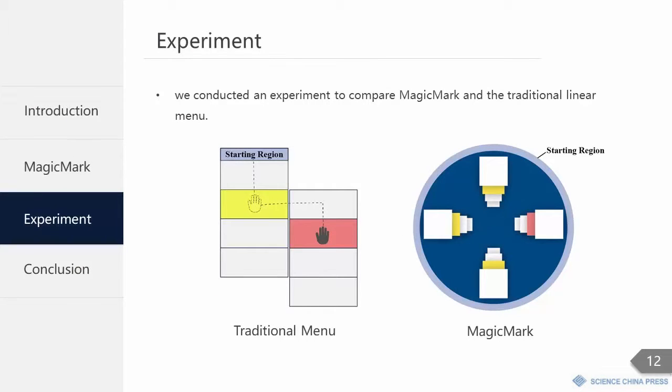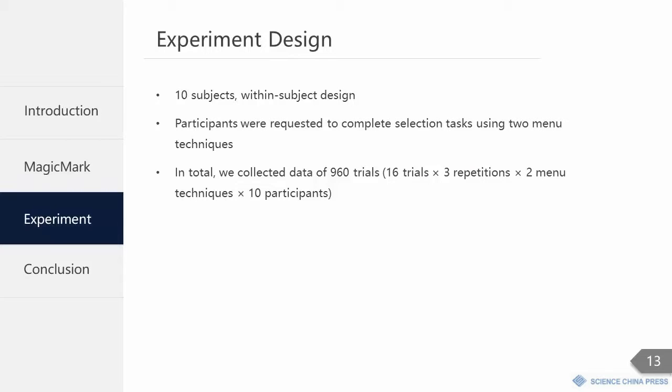We conducted an experiment to compare MagicMark and the traditional linear menu. We chose traditional menu as a contrastive technique because it was proved to be faster or less error-prone than other freehand techniques. 10 subjects participated in the experiment. We used a within-subject design. Participants were requested to complete selection tasks using 2 menu techniques. The order of menu techniques was counterbalanced using the Latin square method.